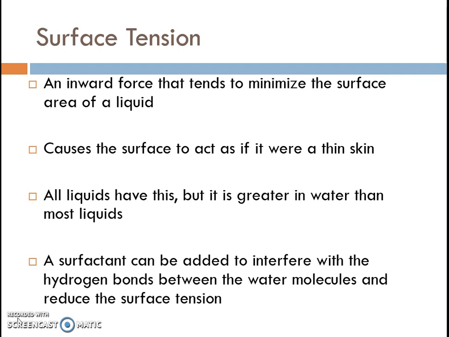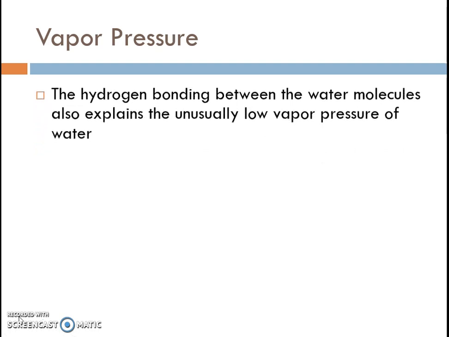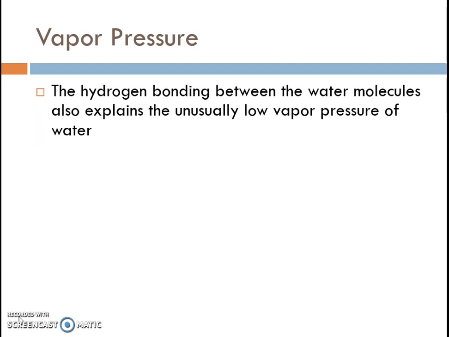Also, that vapor pressure, as we discussed, is much lower than we'd expect because of those hydrogen bonds. Because of the cohesiveness between the water molecules, those hydrogen bonds holding those water molecules together prevent them from being able to jump off and evaporate, creating more water vapor, creating more water vapor pressure.